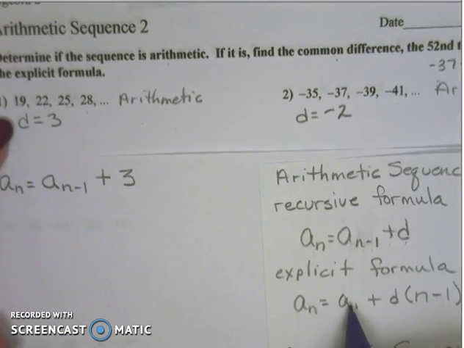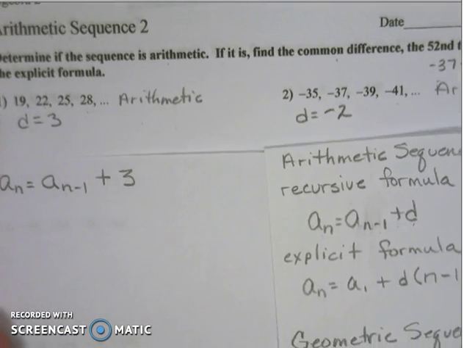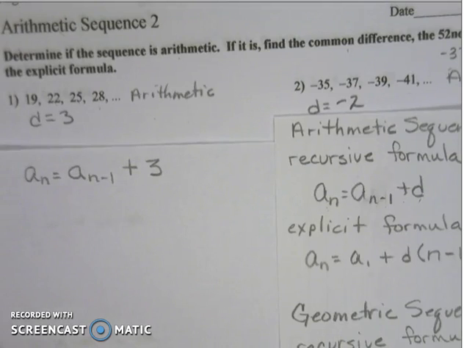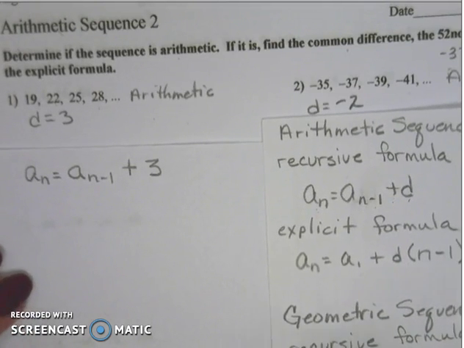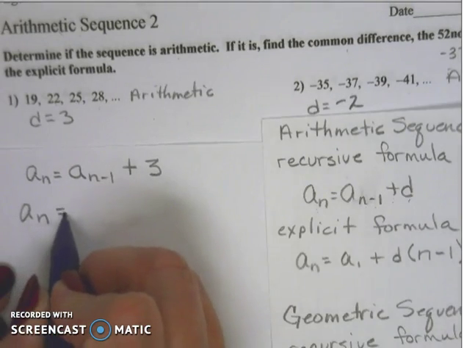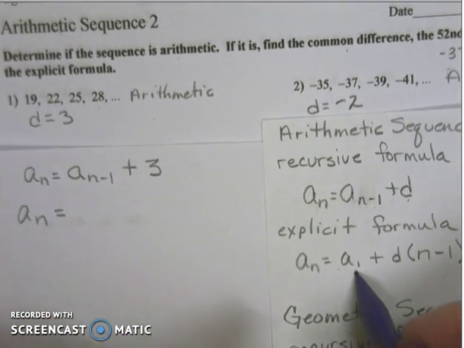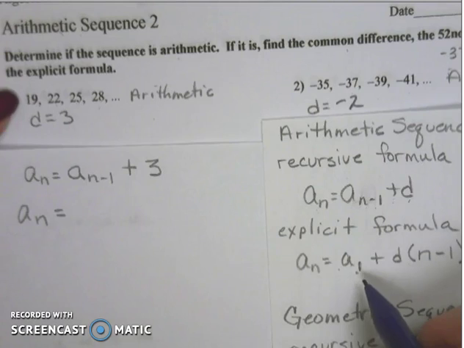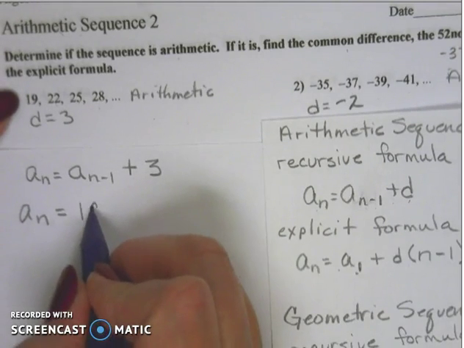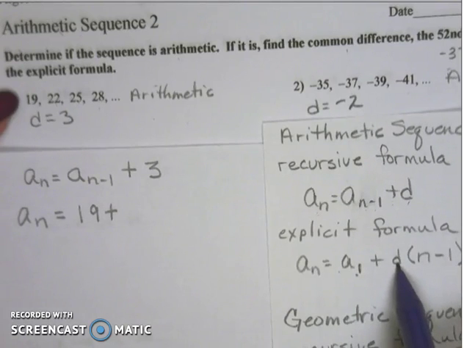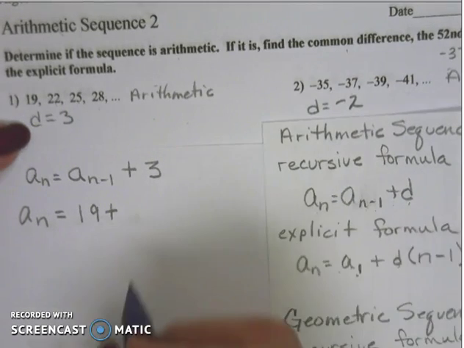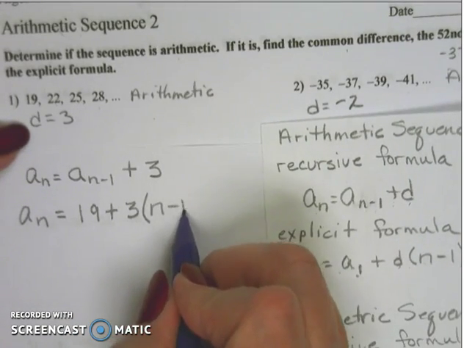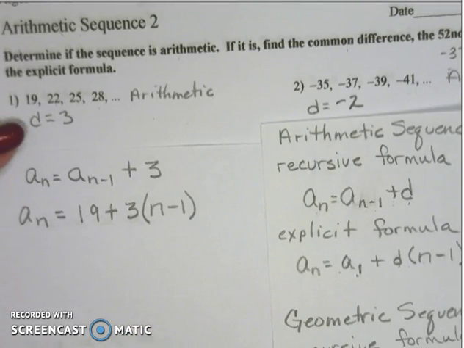Now to write the explicit formula, I'm going to use much of this same information. A sub n equals a sub 1. This a subscript 1 means my first term in the sequence. My first term is 19, plus my d, my difference. My difference in this problem is 3, in parentheses, times n minus 1. Now that is the explicit formula.